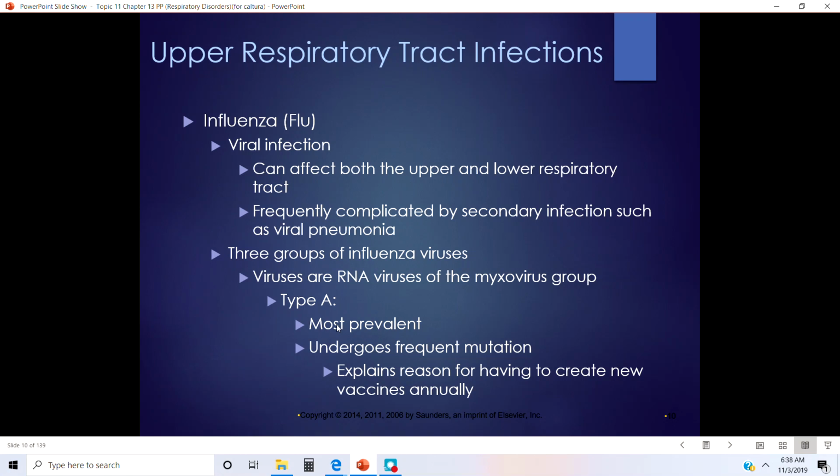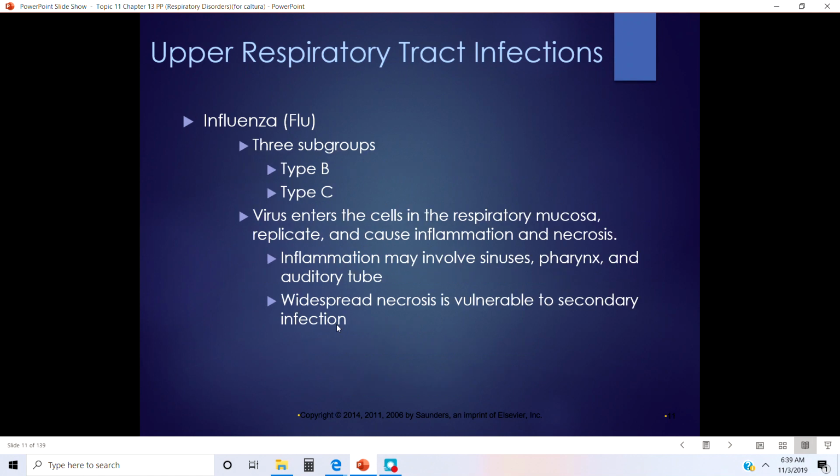One of the things that happens is this virus frequently mutates, and that is the reason every year there are new strains. And when people get their flu shot, it's a matter of luck. Do they have the correct strain for the virus that year? Sometimes the flu shots work better than other years, and it's just because these viruses change all the time. So type A is the most prevalent one. Type B and type C you really don't hear about too much around here, but just know that they exist.